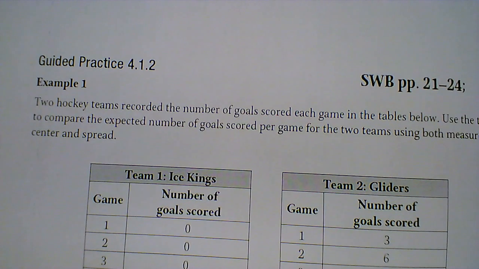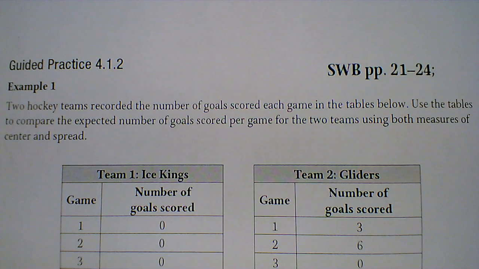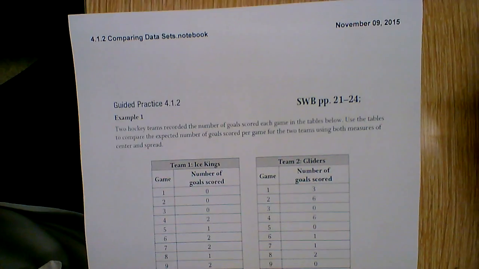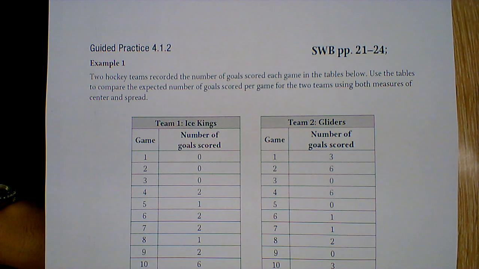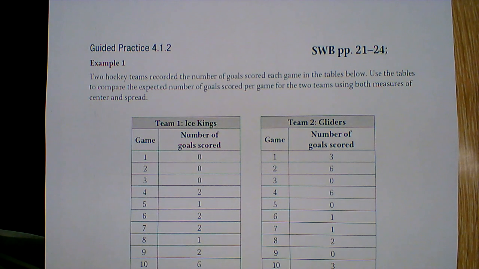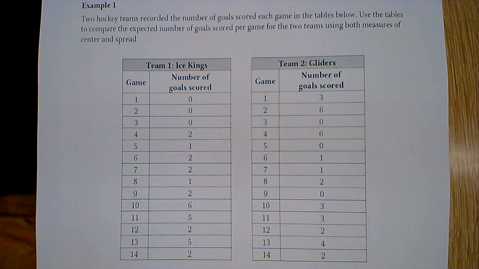So let's look at our first example. We're going to need pages 21 through 24 of your workbook. So go and get those. All right, so our practice problem says, two hockey teams recorded the number of goals scored each game in the tables below. Use the tables to compare the expected number of goals scored per game for the two teams using both measures of center and spread. Okay, measures of center and measures of spread.